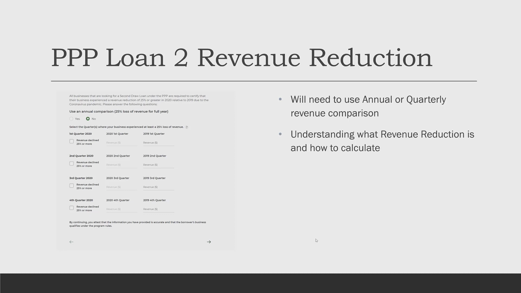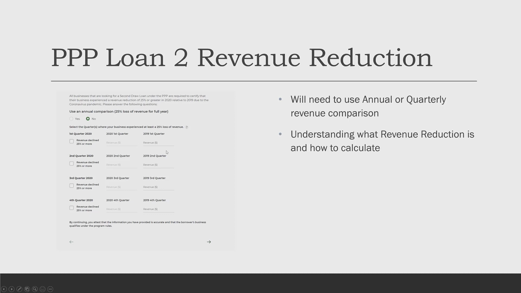Or if you're a new business in 2020, you can compare Q1, quarter one, the first 3 months of the year, to any other quarters in the year and say, here's my revenue reduction. So just to recap, you can compare quarters, or if you were in business in 2019 and 2020, you can compare year over year as well. That is what they're looking for here. The numbers that you enter in 2020 must be 25% less than the numbers you enter in 2019 for the first quarter, year over year.